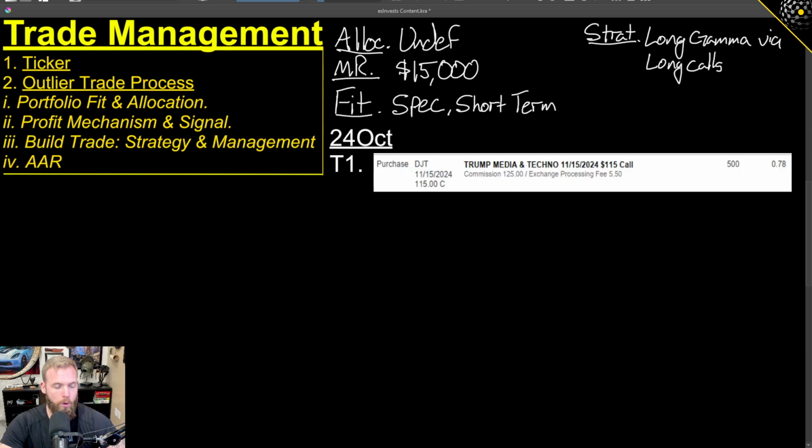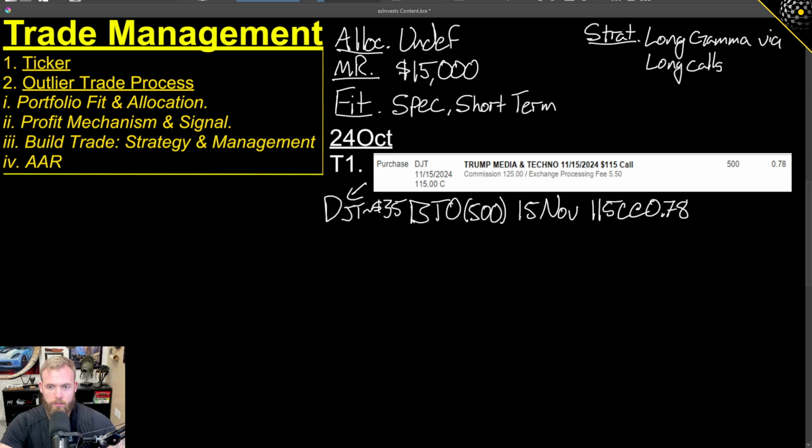So if I look at the core position that was built, this is what went on. And then in my normal annotation, you can see it below. So DJT was trading around 35 bucks. I grabbed 500 of the 15 Nov 115 calls at 78 cents. So this was a moderate sized position in terms of what the options chain could hold, but still not a very large trade altogether. The delta at the time of entry was 0.09, gamma was 0.01.